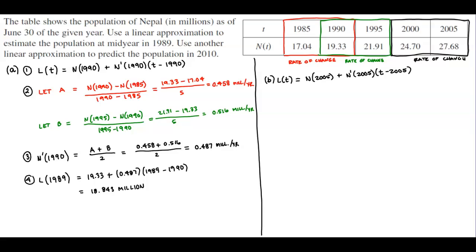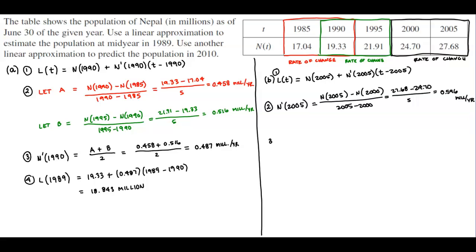So since this is step 1, in step 2 we want to find n prime of 2005. In order to do that, we're going to take n of 2005, subtract n of 2000, and then divide that by 2005 minus 2000. So we have 27.68 minus 24.70 over 5. And that's going to give us a rate of change of 0.596, and that's million per year.